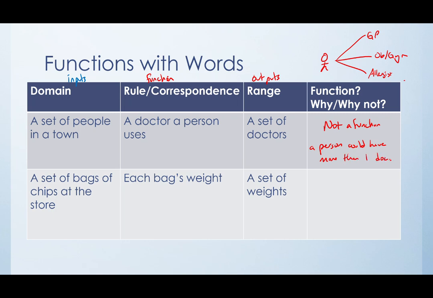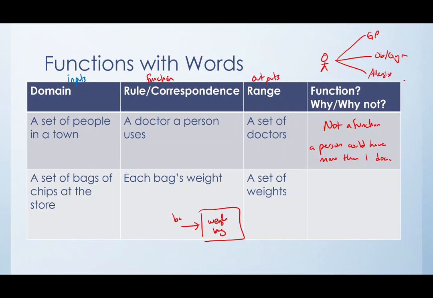Okay, so our other example, we have the set of inputs that is a set of bags of chips at the store. Our correspondence or our function is, hey, how much does this bag weigh? And our range, of course, is all the different weights. So the question is, is this a function, right? So I've got, how much is weighing the bag, we'll say that.